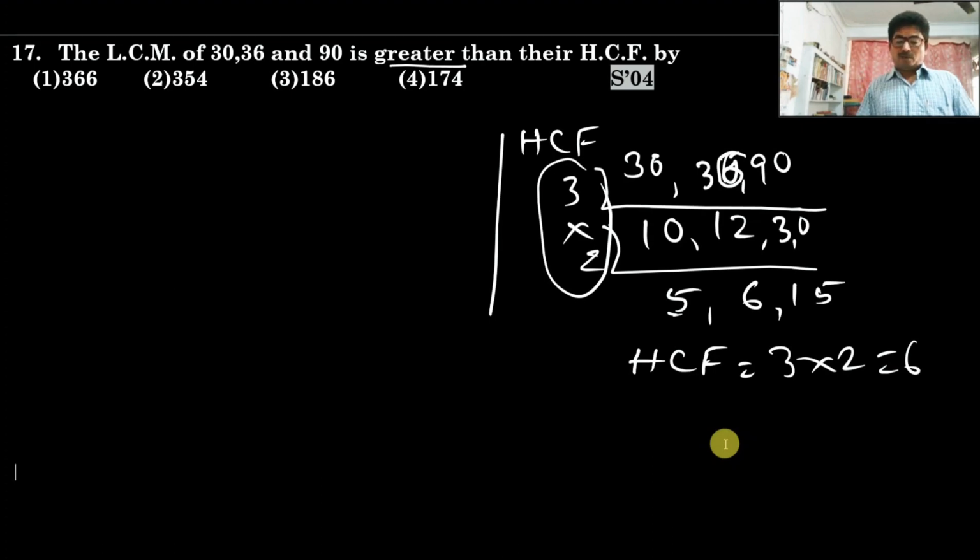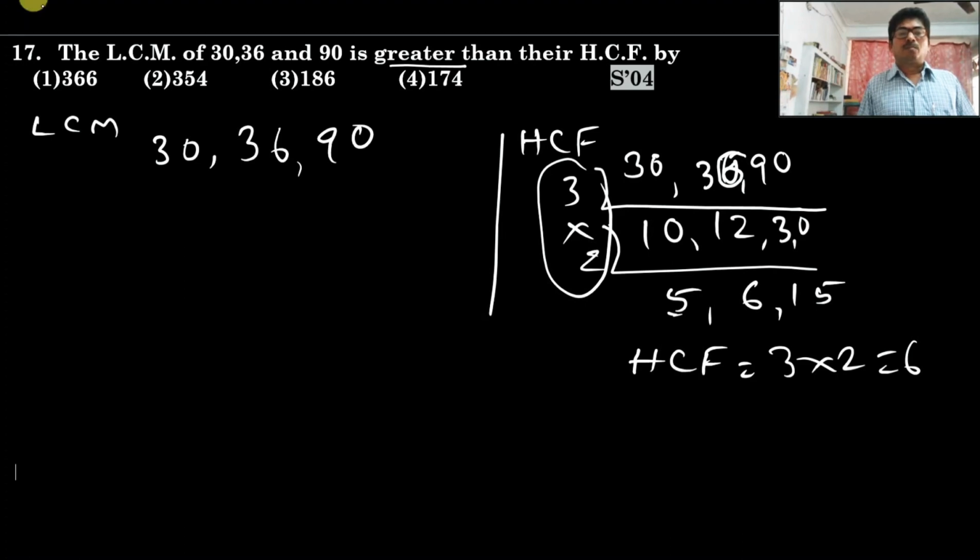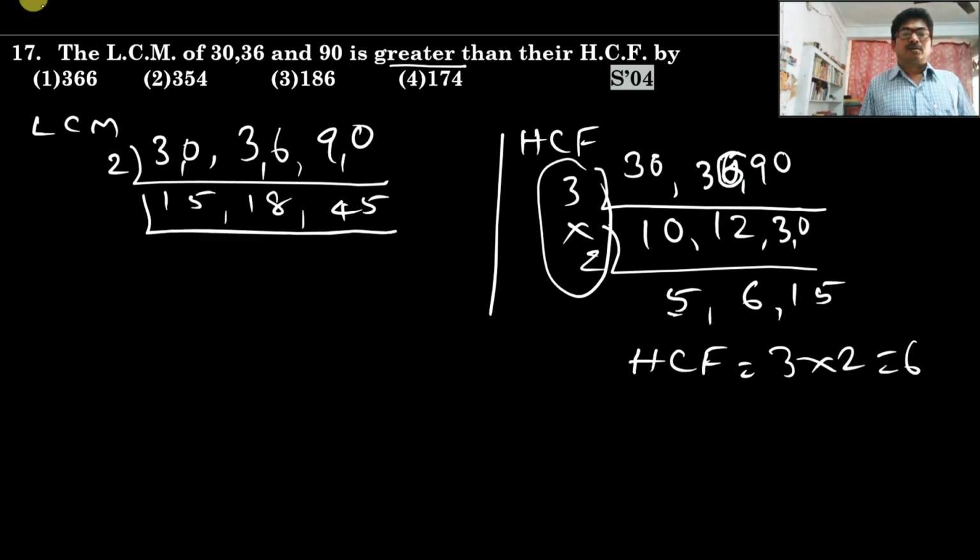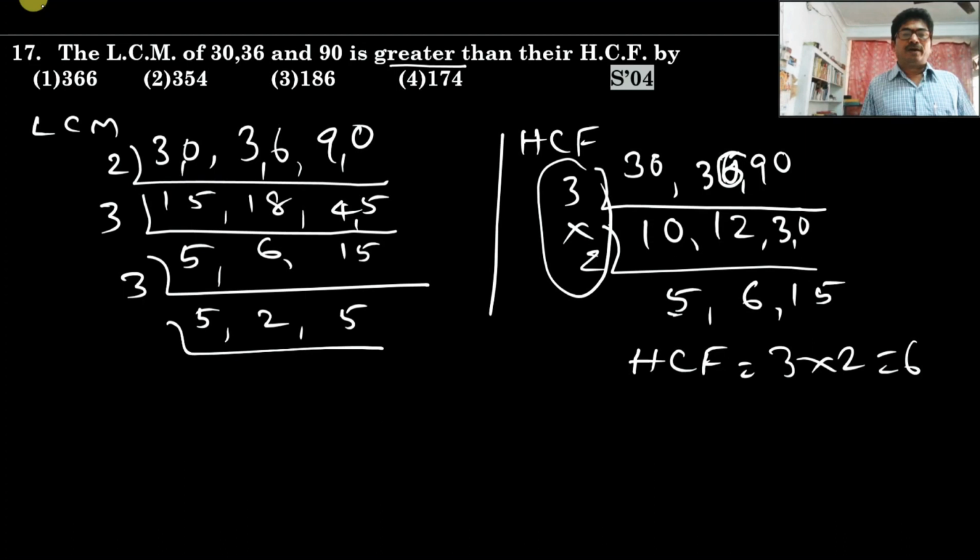HCF okay. Now once again we have to find LCM. 30, 36, 90. 2 table, 2 1s, 2 5s, 2 1s, 2 8s, 2 4s, 2 5s. 3 table, 3 5s, 3 6s, 3 1s, 3 5s. Now 3 table, bring down 5, 3 2s, 3 5s. Now 5 table, 5 1s, bring down 2, 5 1s.